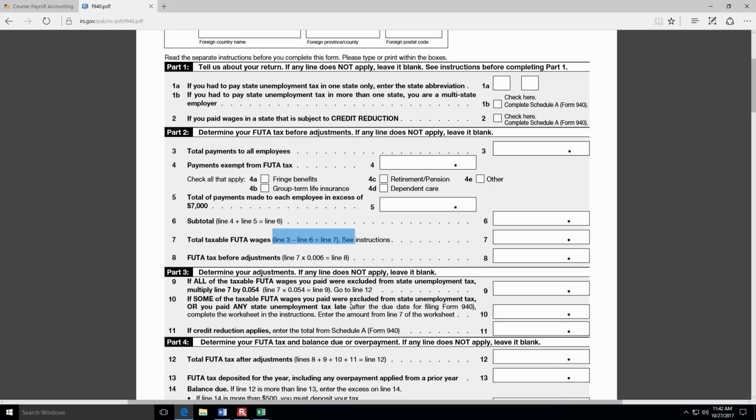We're not going to have any adjustments. Or, I'm sorry, you got to do line 8. So line 8, you can either do the math or you can pull the number you've already calculated straight from the table. Right? FUTA wages times 0.006.